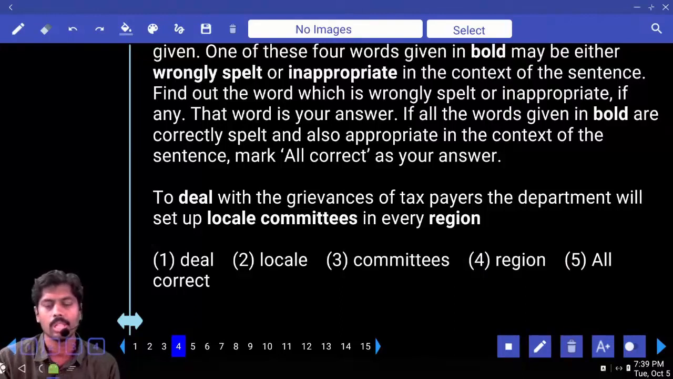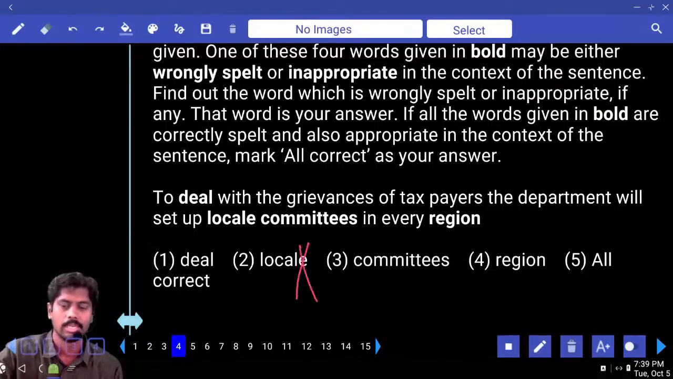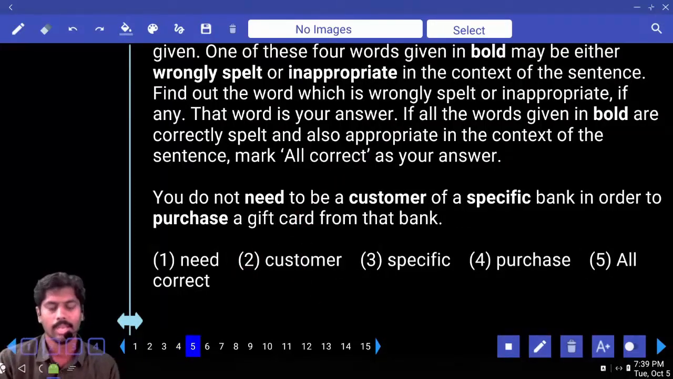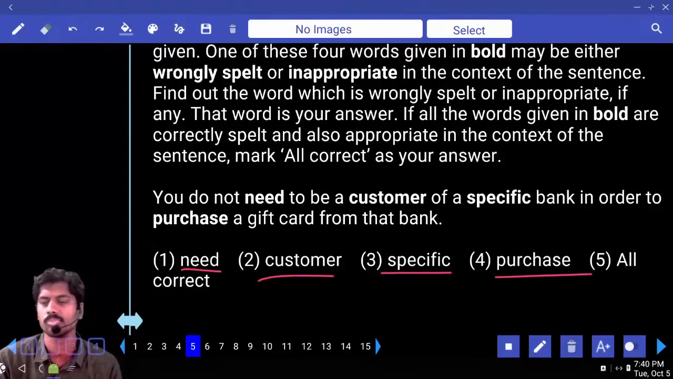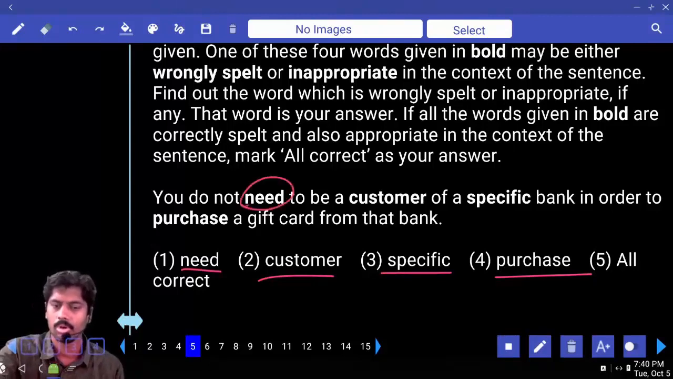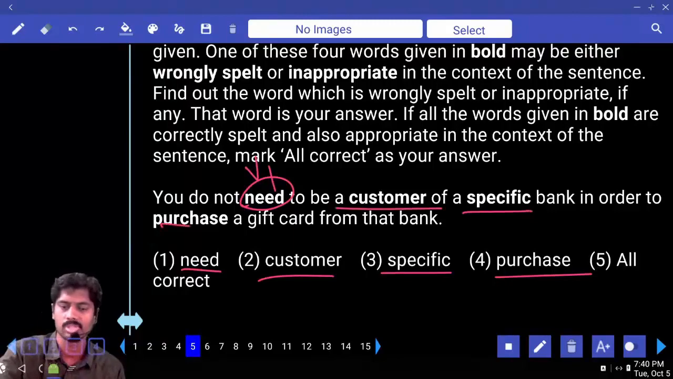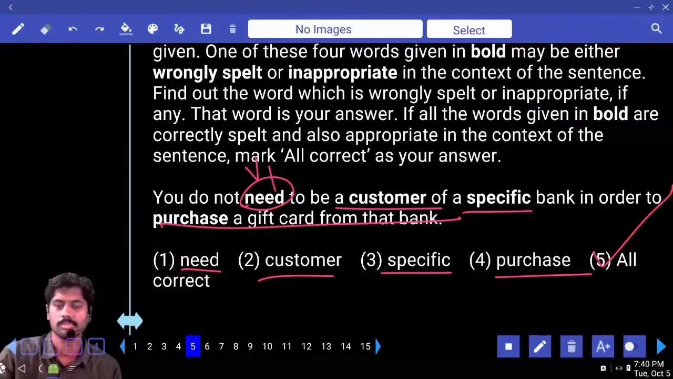D, local committees, region, all correct. Delete E, second option, local. Need, customer, specific, purchase, all correct in terms of spelling. Let me read. You don't need to be a customer of a specific bank in order to purchase a gift. All correct. Fifth option.